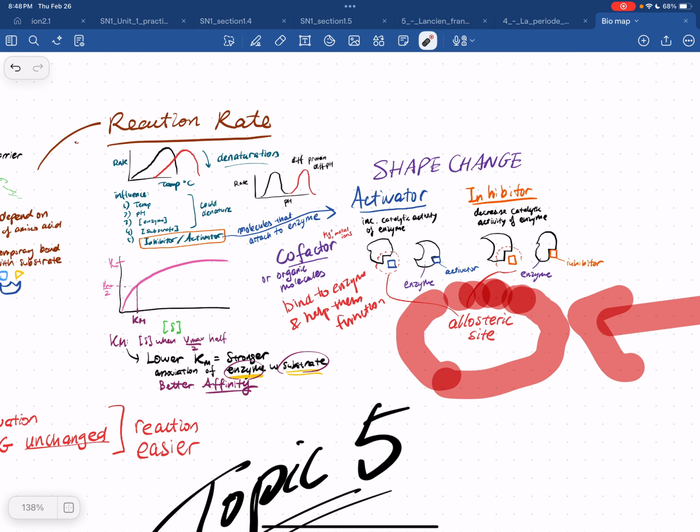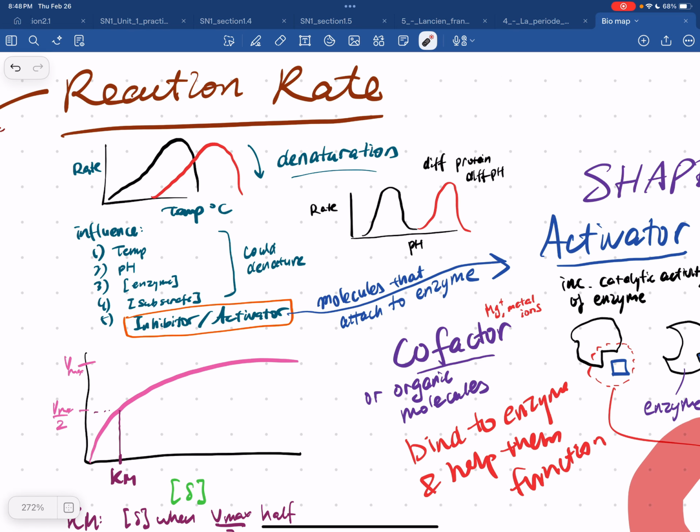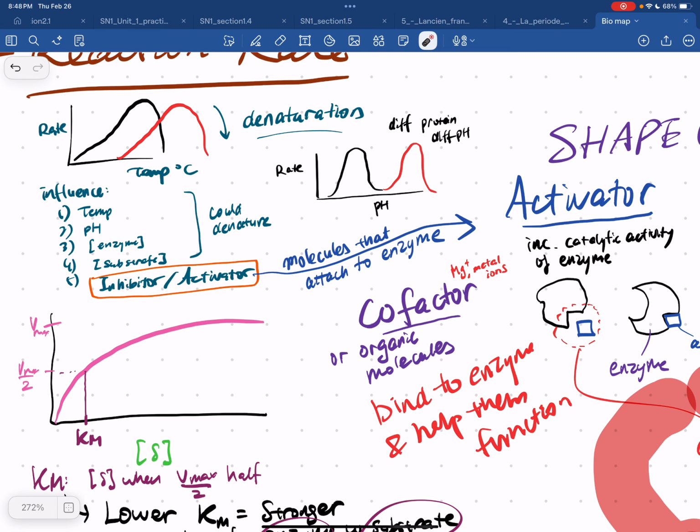Reaction rate is the speed of these reactions by the enzymes and stuff. So temperature will look like this. The reaction rate goes up, up, up. There's an optimal temperature, which is around 37, and then they will denature. Denature meaning they die, basically. They will no longer function because they die.